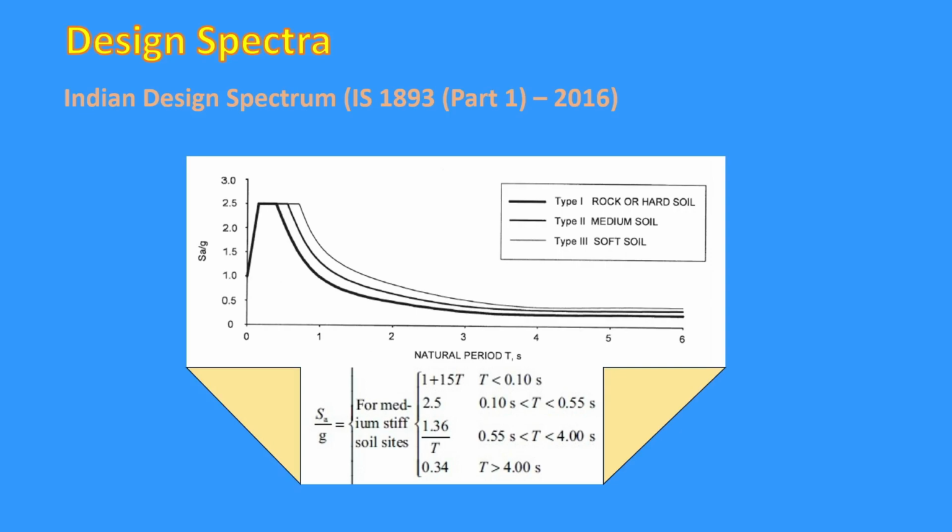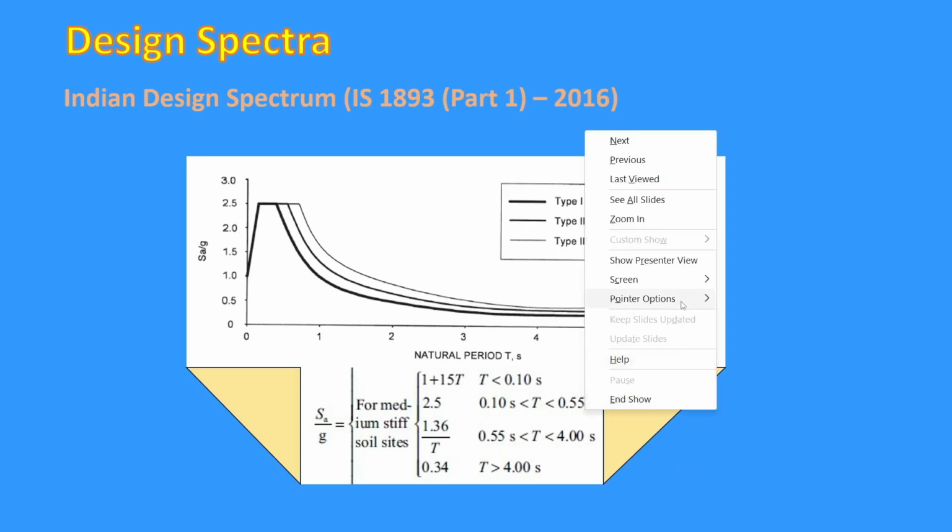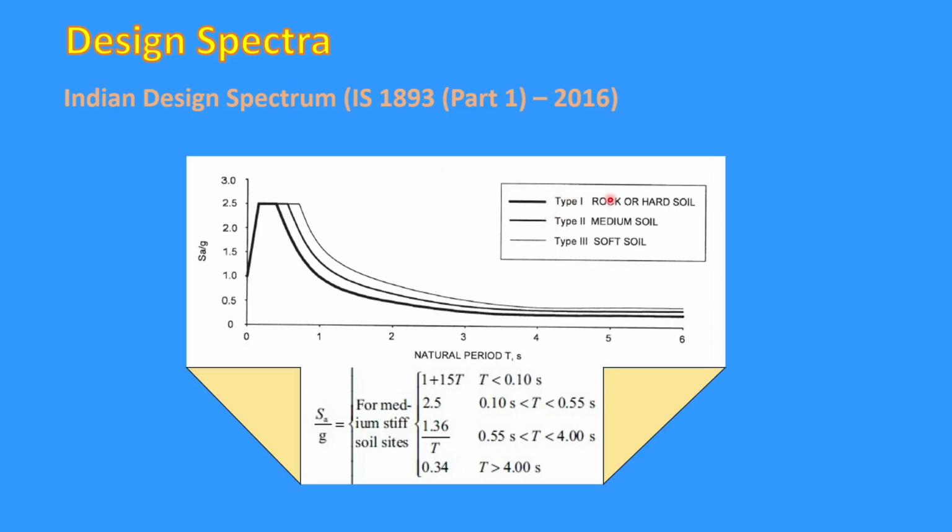First we take up the design spectrum of different codes. This slide is showing the design spectrum of IS 1893 Part 1 2016. Here we have three spectra given, three lines for different types of soils: rock, medium soil and soft soil. The basic characteristic of the design spectrum is that it starts at a point on the vertical axis which is 1.0 and then goes in a straight line, then remains flat for a certain part, then falls parabolically up to 6 seconds given in the code.